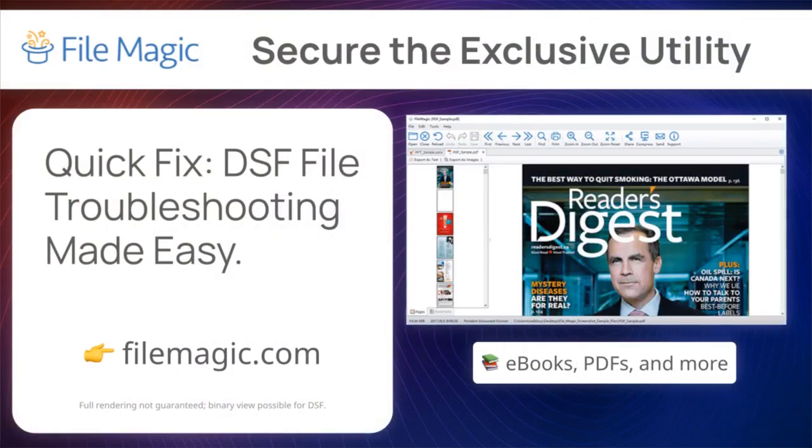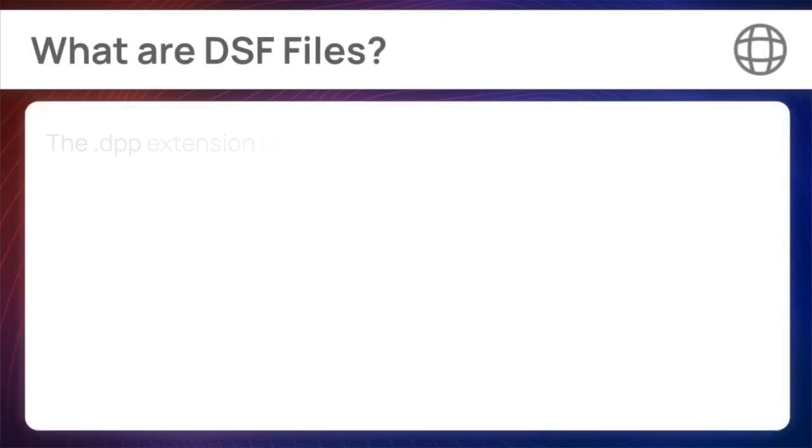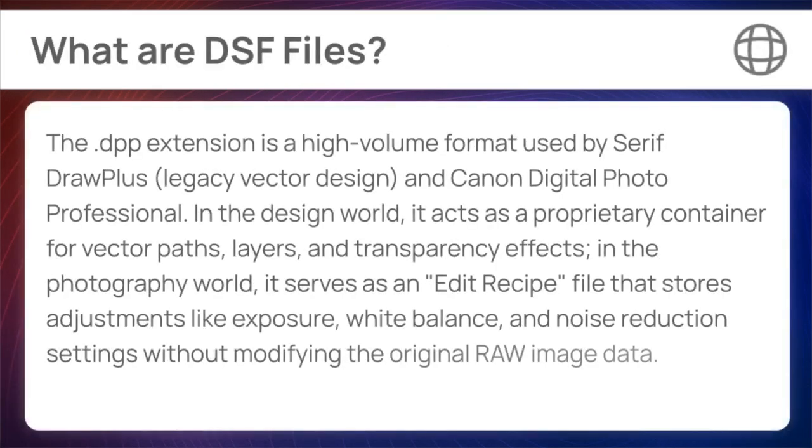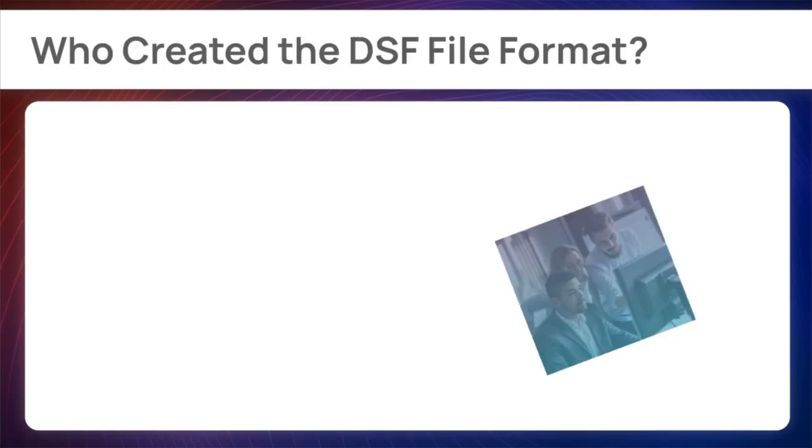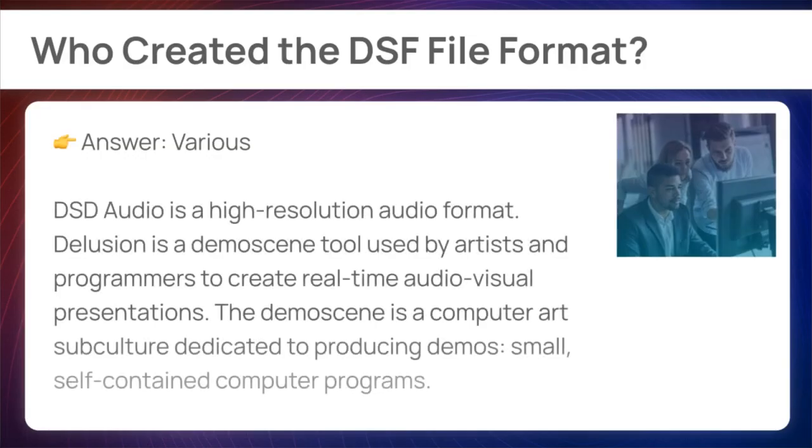That's Plan B. The .dpp extension is a high-volume format used by Serif DrawPlus, Legacy Vector Design, and Canon Digital Photo Professional. In the design world, it acts as a proprietary container for vector paths, layers, and transparency effects. In the photography world, it serves as an edit recipe file that stores adjustments like exposure, white balance, and noise reduction settings without modifying the original raw image data.